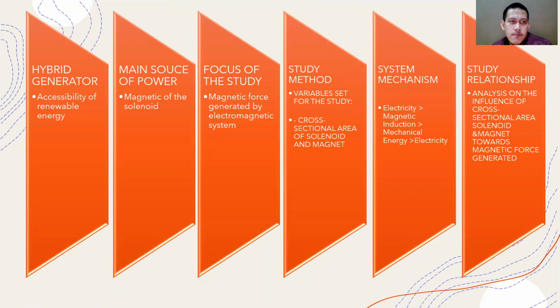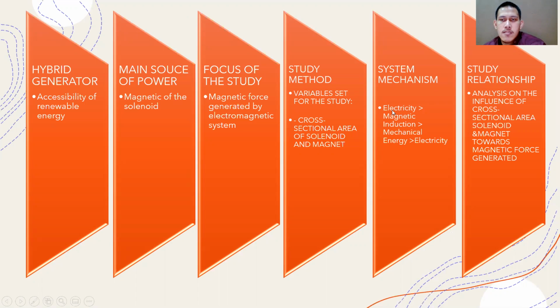The summary of my project is about the hybrid generator. As we know, the main source of power for the development of the hybrid generator comes from the magnetic force of the solenoid. My focus of the study is to determine or calculate the magnetic force generated by this electromagnetic system. And for the variable, I choose the cross-sectional area of the solenoid and magnet as the variable for the study.